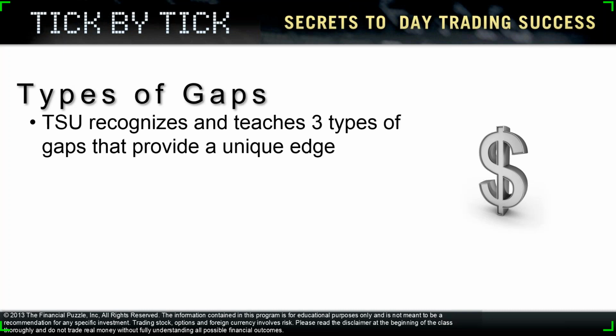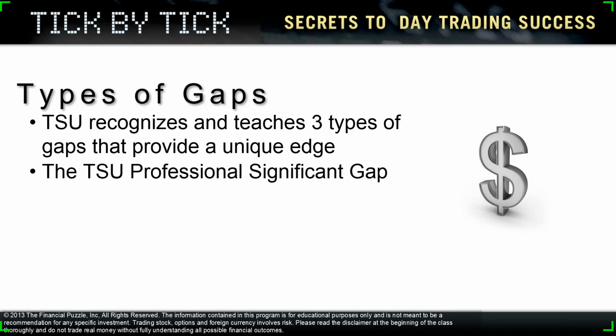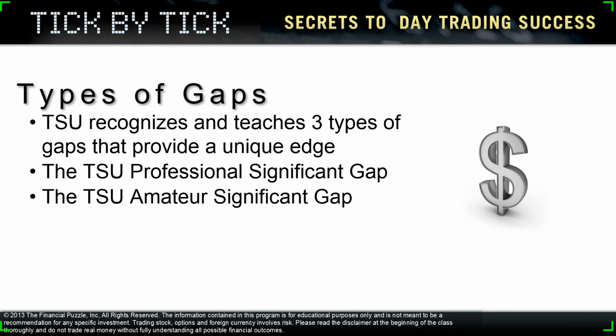So at TSU, through my tick by tick, we recognize and teach three types of gaps that provide that unique edge. The first one is a professional significant gap, which would be playing in the direction of the gap. Then there's the TSU amateur significant gap, meaning an amateur gap, which is one that we would play in the opposite direction of the gap.